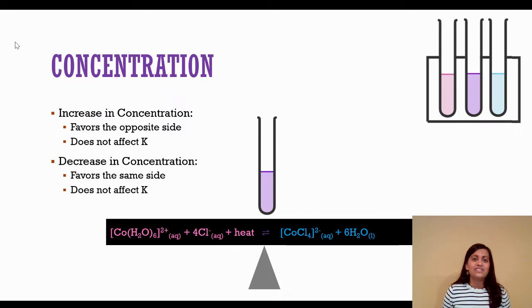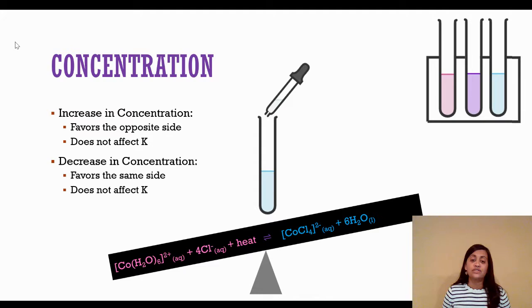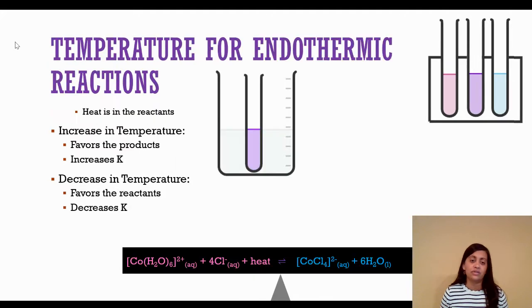So if we think about our concentrations, if we increase the concentration, it's going to favor whatever the opposite side is, and doesn't affect K. If we added more chloride ions to this, we see that it turns more blue. We've added more chloride, we've driven this towards the products, and so we've favored the products in this case. If we decrease the concentration, then it would favor that same side, and of course it does not affect K.